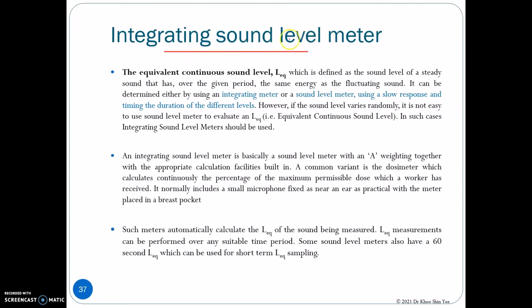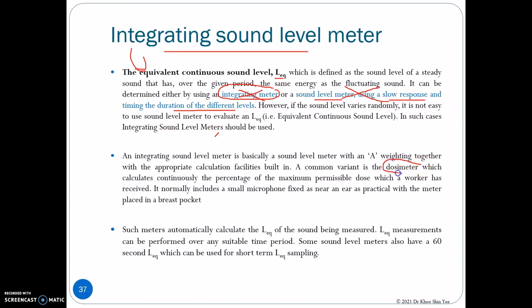Integrating sound level meter is used to measure the equivalent continuous sound level, which is the LEQ. If you don't have the integrating meter, another alternative is by using the sound level meter with a slow response and timing the duration of the different levels. If the sound level varies randomly, this alternative can no longer be used. In this case, we need to use the integrating sound level meter.